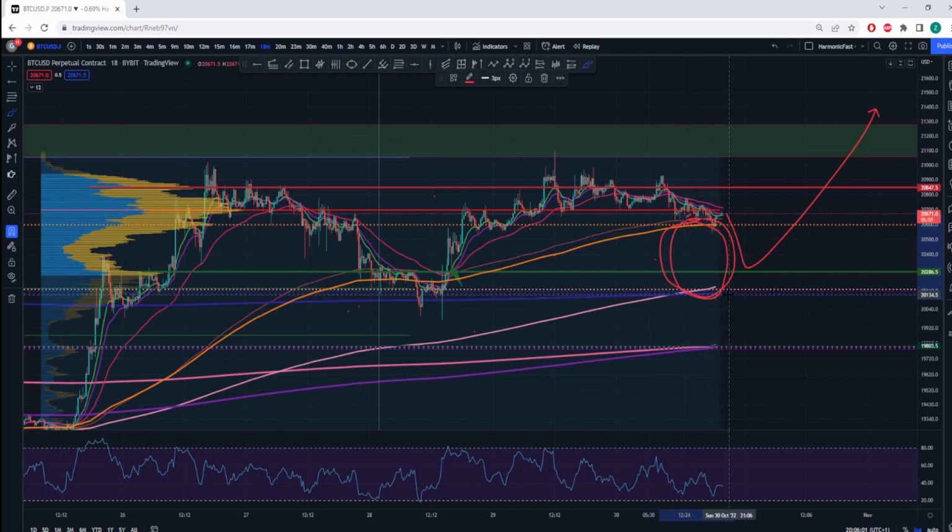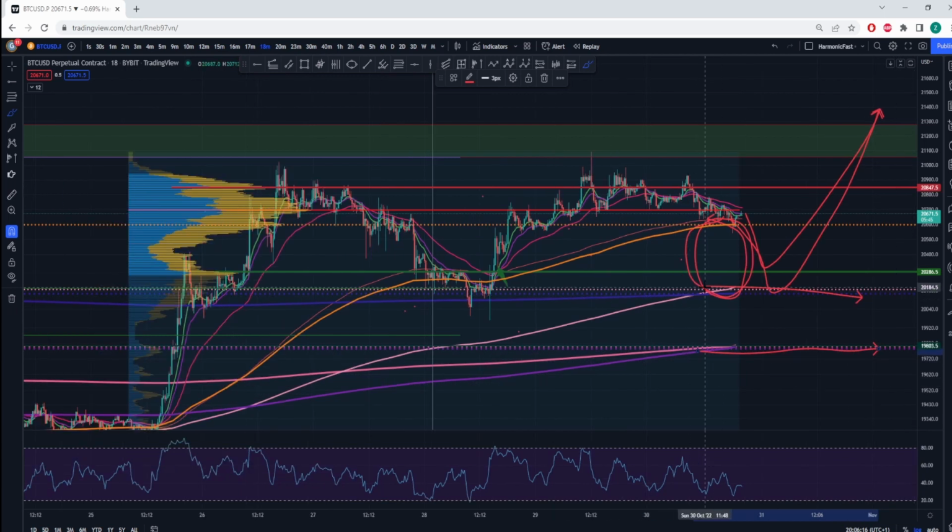Now the 55 has some confluence with the 377, so it could be likely that it overshoots this target a little bit before we start actually coming up. Okay, so watch this support line, which is at 19.8K. Okay, those are the levels that we want to watch out for.